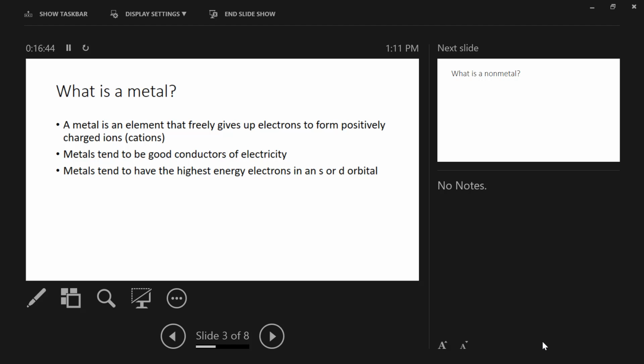Anyways, so what is a metal the last way? Metals tend to have the highest energy electrons in an s or a d orbital. We'll talk a little bit more about what that means in a few slides. But as you sum this question up, you might feel inclined to say see list, but we're not going to do that. We're going to take what is, I think, the best definition, and we will answer it that way.